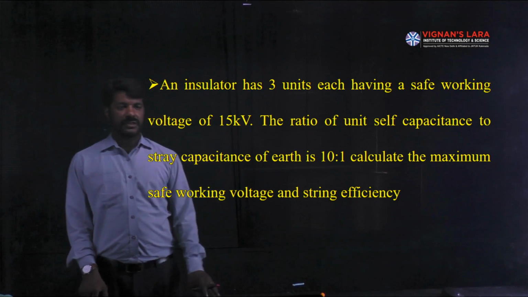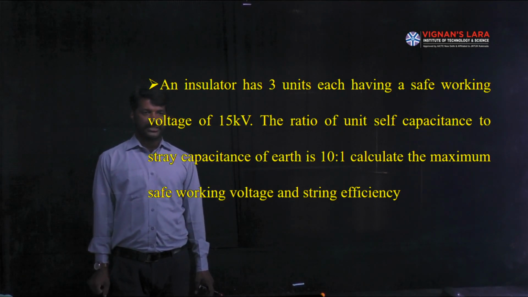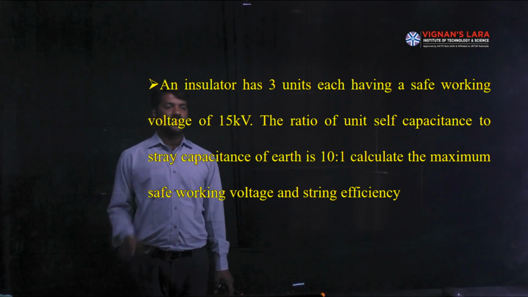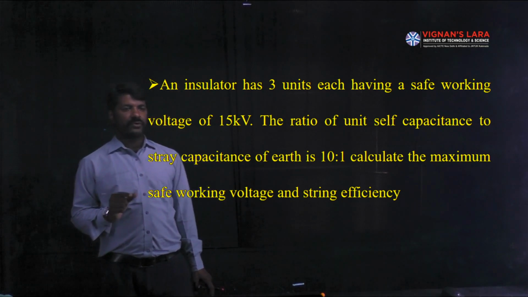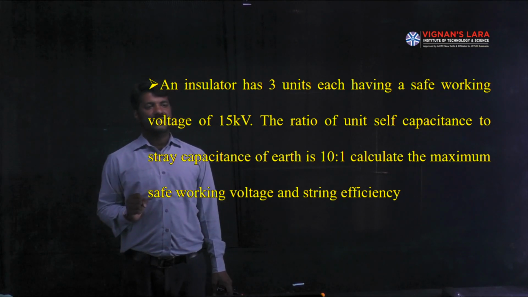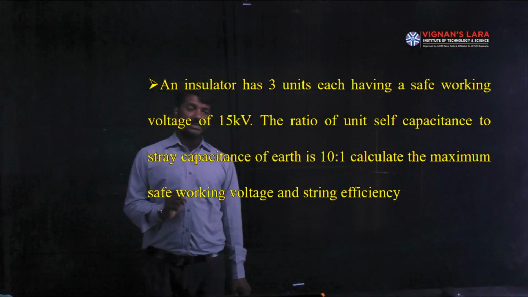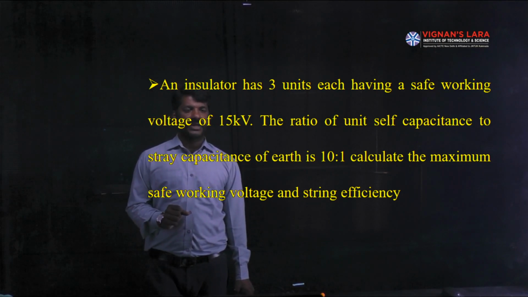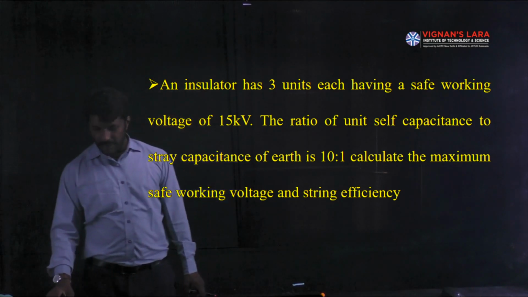So let us observe a mathematical problem on how to calculate the string efficiency. This is an insulator string having 3 units, and the safe working voltage of each unit is 15 kV. The ratio of unit self capacitance to the stray capacitance of earth is 10:1. Calculate the maximum safe working voltage and string efficiency. So let us solve the problem.